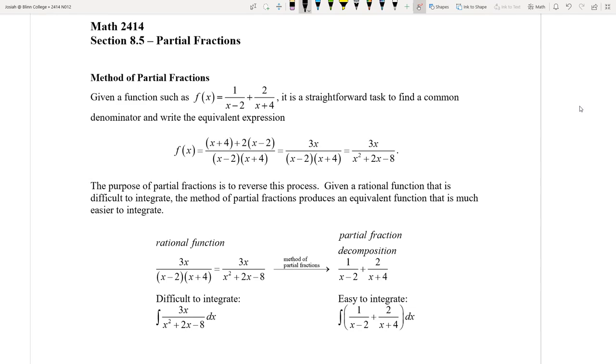For section 8.5, we look at partial fractions. So first off, we have to look at what a partial fraction is. Given a function that's made up of two rational function pieces that are either added or subtracted together, when we want to combine those into a single fraction, we have to find a common denominator.